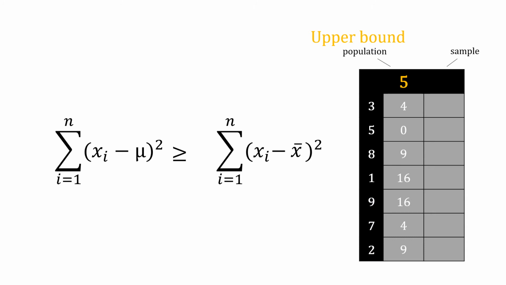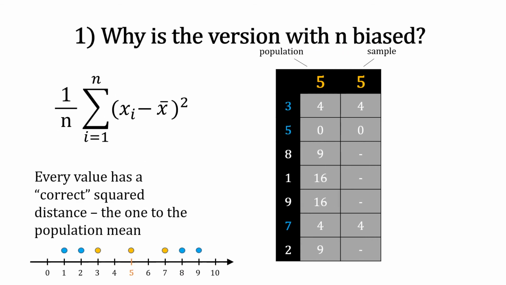So I said earlier that the sum of squared differences to the population mean is an upper bound to the sum of squared differences to the sample mean. Up until now, we only saw examples where this meant that the latter was always smaller than the former. When can they be equal? Only when population mean and sample mean are the same.